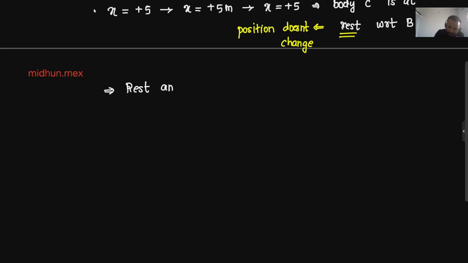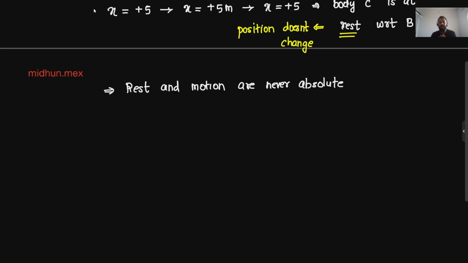Rest and motion are never absolute. Nobody will agree. Suppose now I am sitting in front of a laptop, you are sitting in front of a laptop.